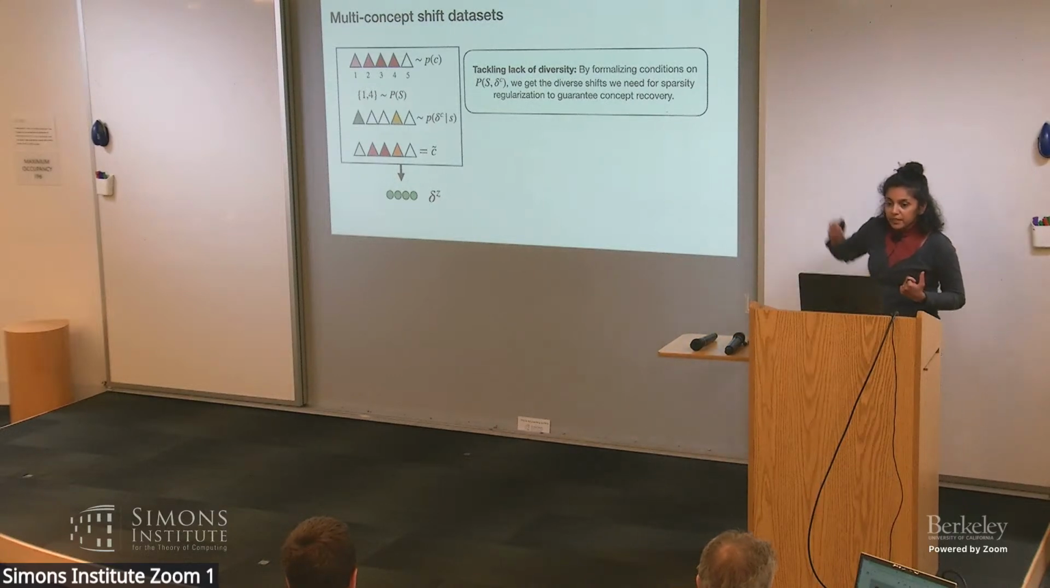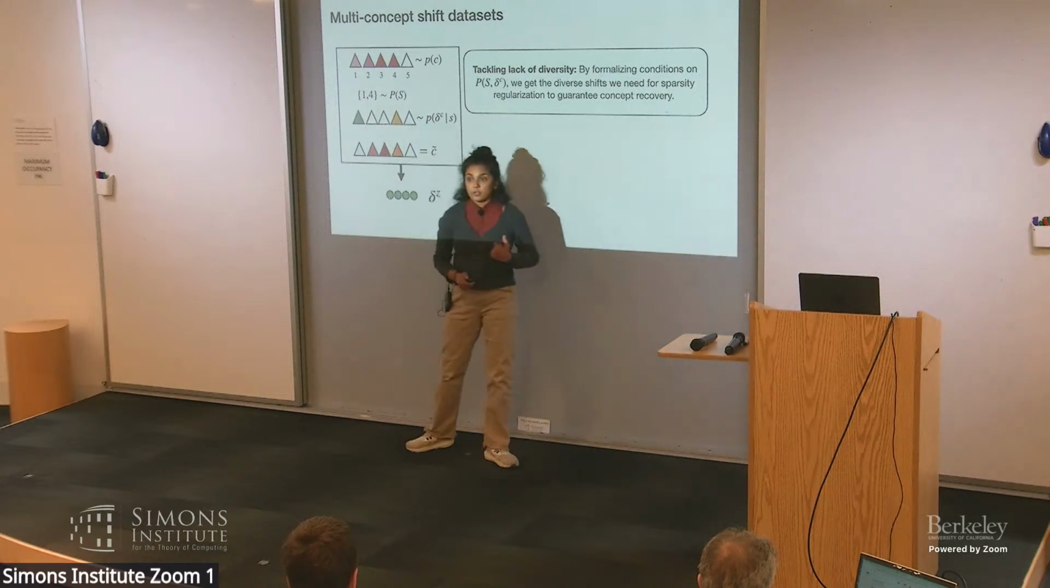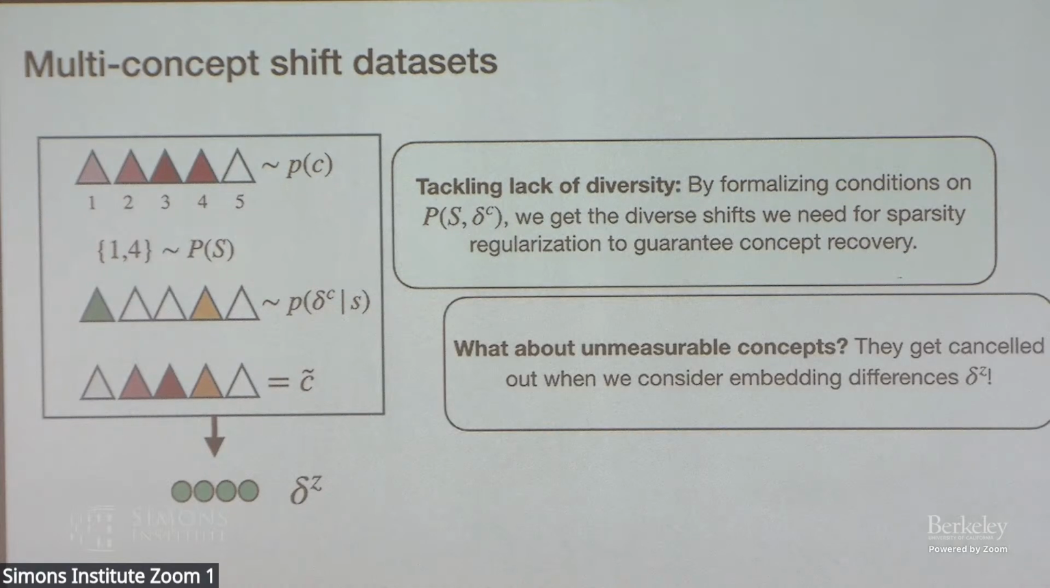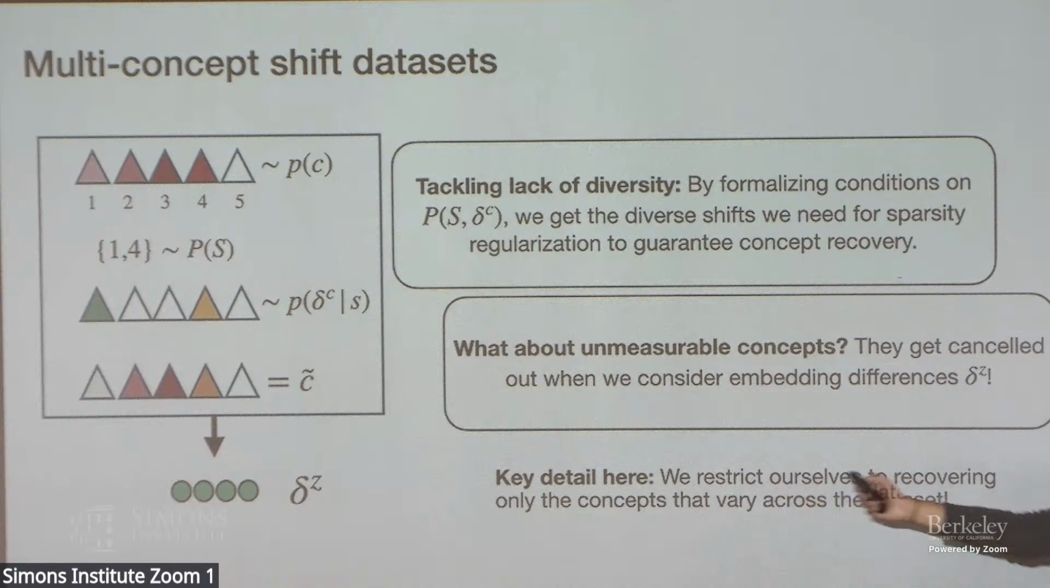Okay, so what does this multi-concept shift data set solve? Well, we formalize in the paper conditions on the way that you should sample your indices and the way that you should sample your change vectors delta to get the sufficient variability that we need for sparsity regularization to be an adequate objective function for identifiability. And then how do we solve that question of unmeasurable concepts, that non-injectivity? Well, these concepts that you can't measure the differences in embedding space anyway, they're going to get canceled out when we consider shifts. The things that you cannot have any observable implications for in embeddings anyway are going to get canceled out when you consider shifts. And the key detail here is we're not going to claim anything about recovering or disentangling every single concept. We'll only care about disentangling the concepts that vary within a particular multi-concept shift data set.